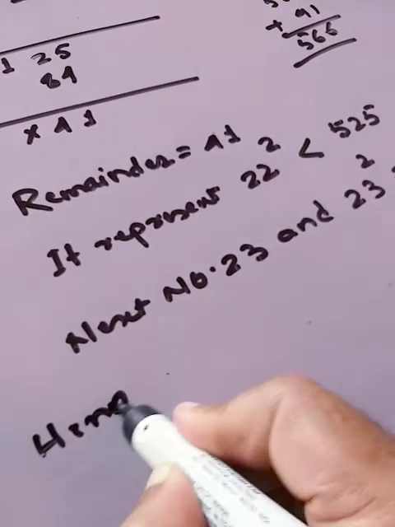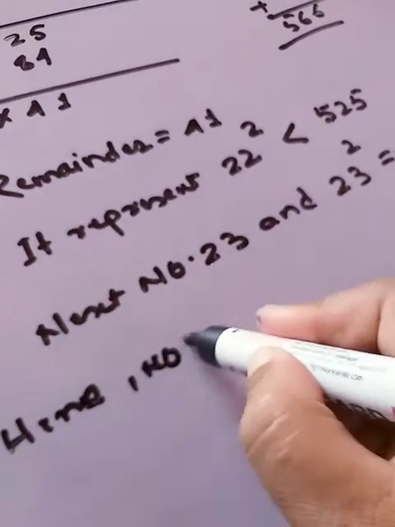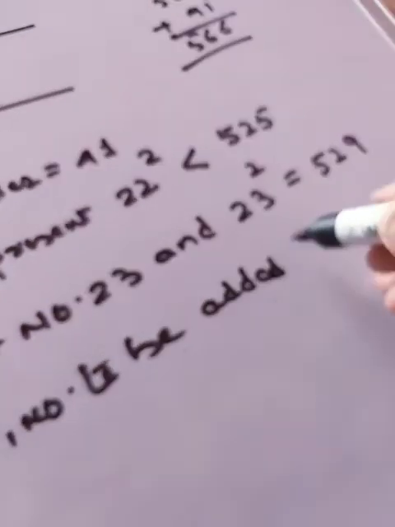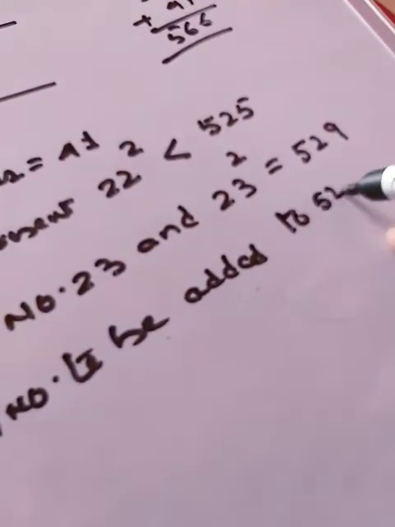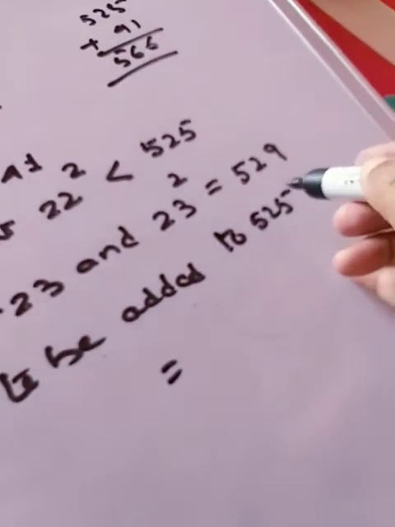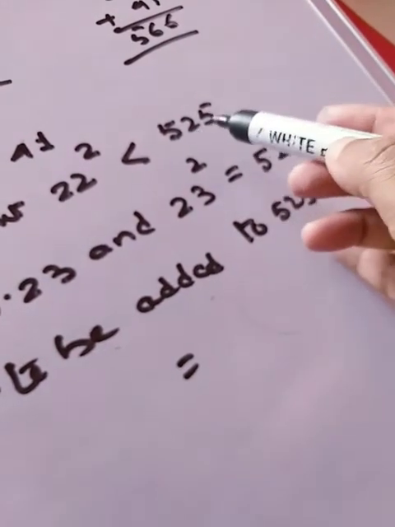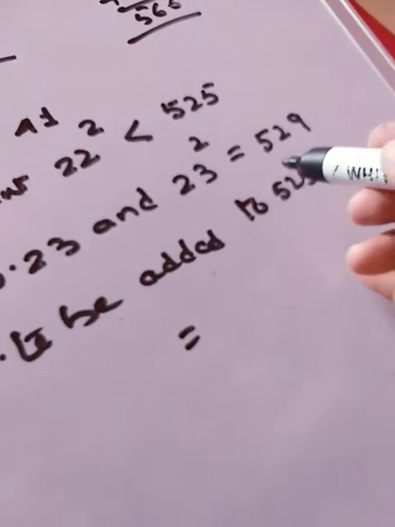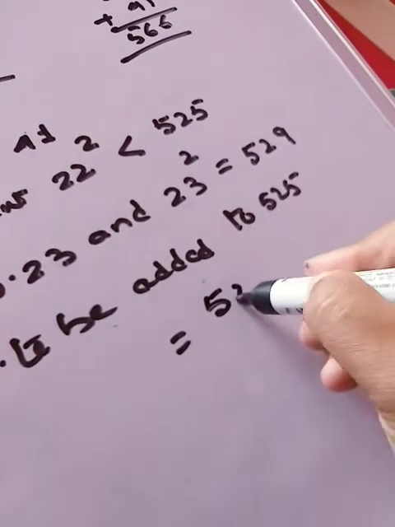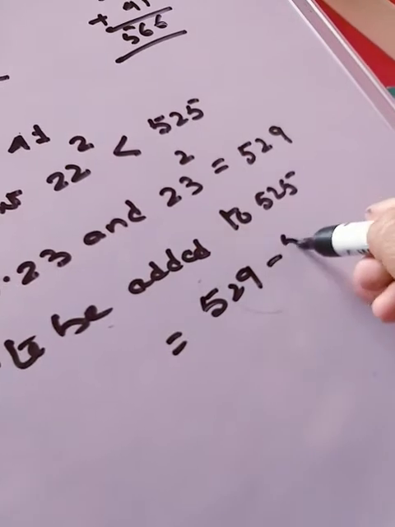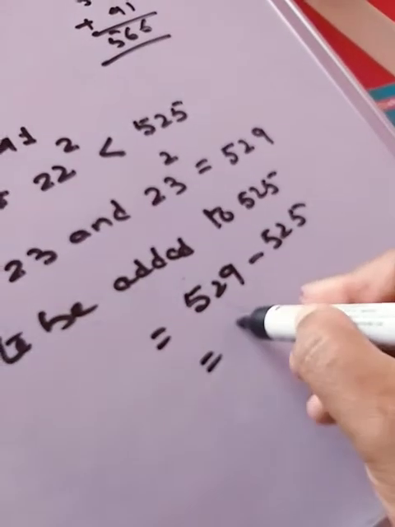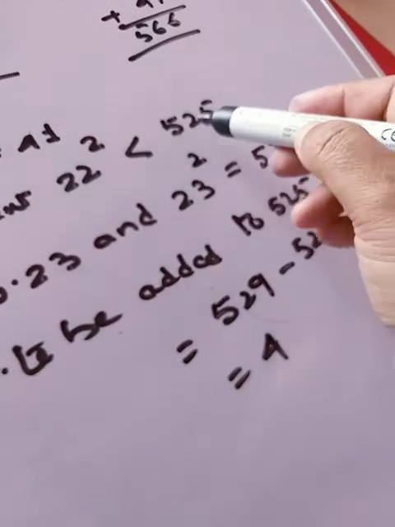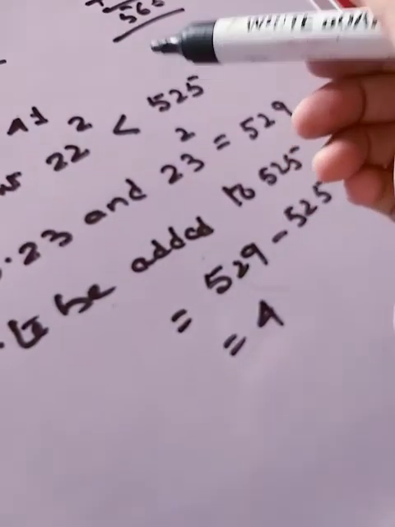Hence, the number to be added to 525 would be equal to what? We have to see the difference. If I have to make 525 into 529, I have to see what number I have to add. For that, we have to see the difference. 529 minus 525, that is 4. That is, 4 is the least number that I have to add to 525 to make it a perfect square.